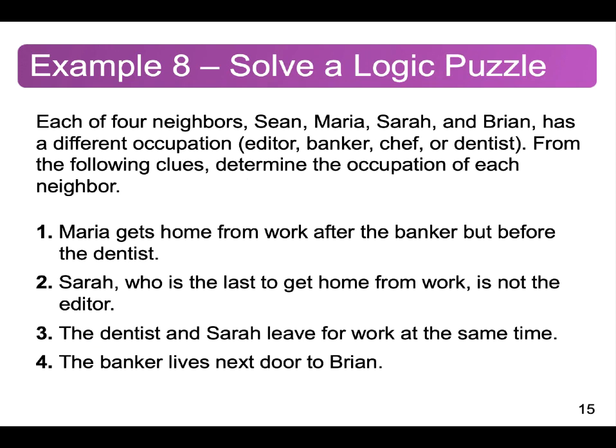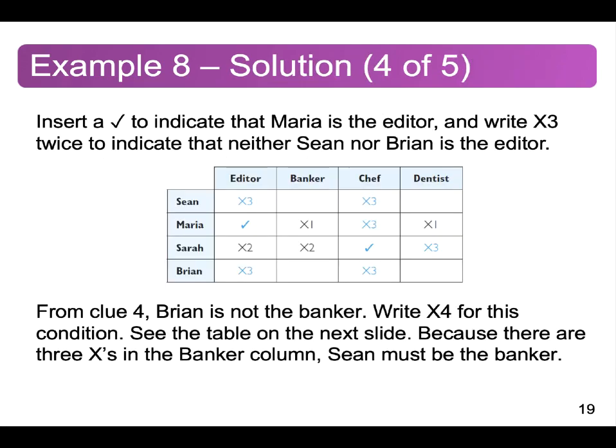We can then look at clue 3. The dentist and Sarah leave for work at the same time. Well, that tells us that Sarah is not the dentist. We can cross that out. From clue 3, we can cross dentist out for Sarah, which now tells us that she has to be the chef. Since we know who the chef is, we can go ahead and cross out Sean, Maria, and Brian for being the chef, because it's Sarah.